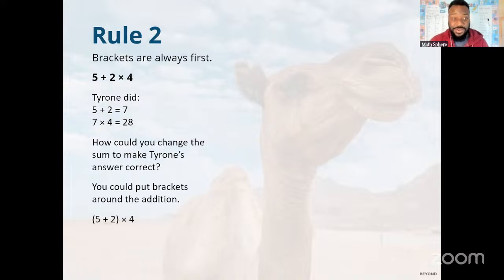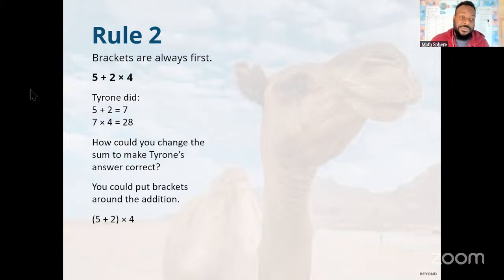We could put brackets around the 5 plus 2. And then Tyrone is right. I know. Wild, isn't it? But that's what brackets can do. It collects together whatever process you're dealing with, and you have to deal with what's in the brackets first.